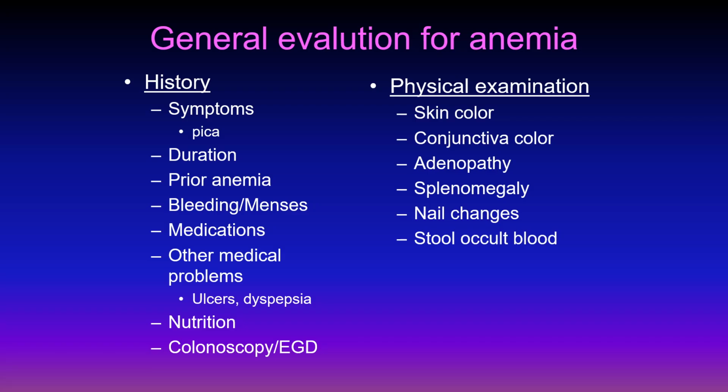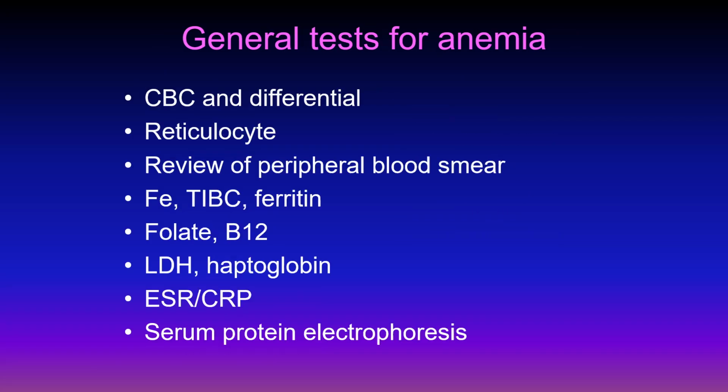The physical exam, which helps us a lot, is the skin color. Are you pale or not? Are your conjunctiva pale? Are there lymph nodes that are enlarged, called adenopathy? Is your spleen enlarged? Are there nail changes? Is there blood in your stool? These are all general aspects of the evaluation for anemia.